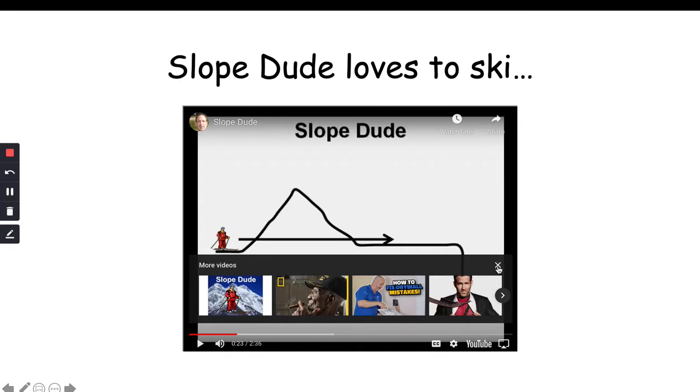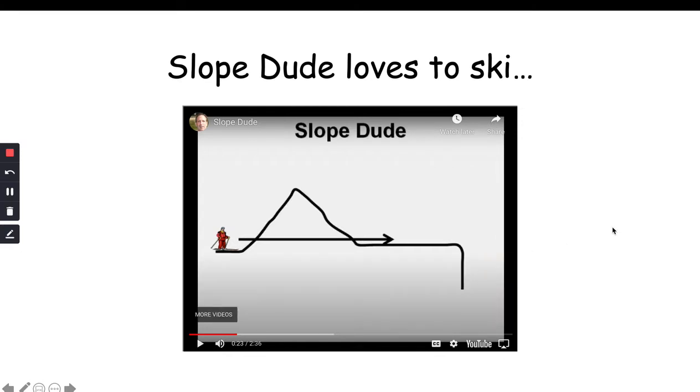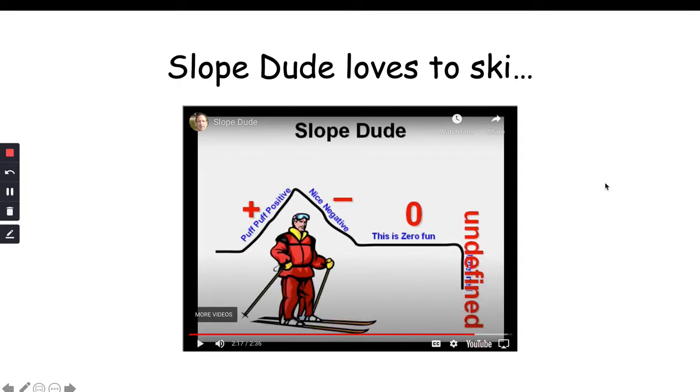All right, so just as we read a book, you read a page left to right, we're also reading our graphs left to right. That's why Slope Dude always skis to the right or eastward, as they pointed out there in this video. All right, so if we're just going to skip to the end here, we're going to go straight to the punchline, and this is what Slope Dude is skiing today. This is his route, and this is what helps us understand all the different types of slopes.